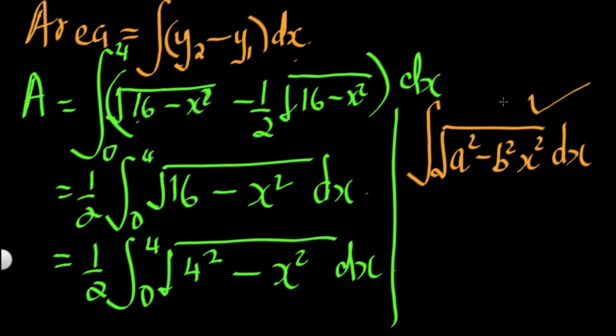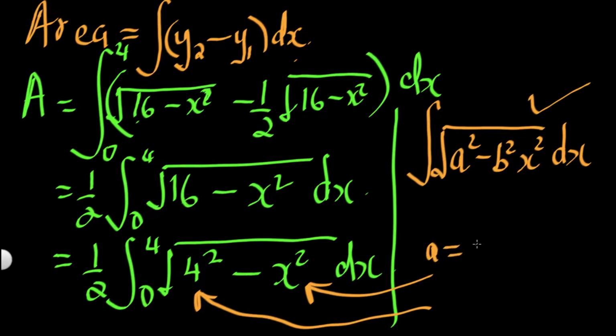This is the formula that I'm going to rely on, such that from this, I know that my a is equal to 4, my b is equal to 1, and my x is equal to x. So I just look for a formula in this manner, and then I apply that formula to get this integral. This is how you evaluate this integral. So I'm going to continue on a new page.